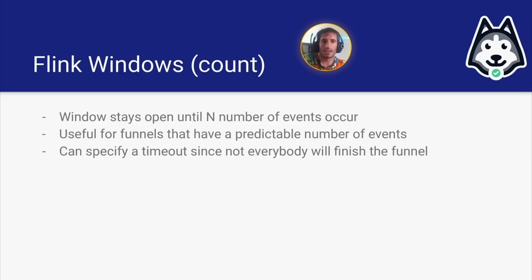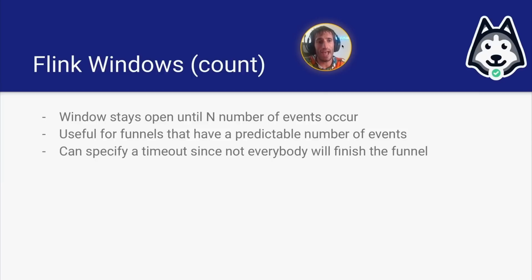Another important part about these windows, especially count windows, is that the number of events may never come, right? Say you want 50 events to come, and then someone does 3, and then they never do the other 47. That window doesn't stay open forever. So you want to specify a timeout, like 10 minutes or an hour, or whatever timeout makes sense for your use case, and that will close the window even if the number of events has not happened.